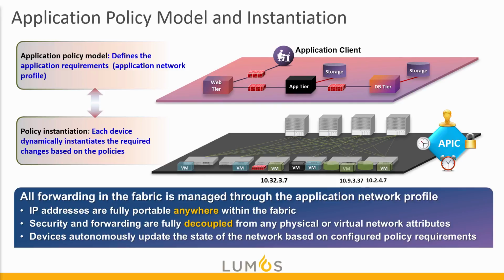So the idea is that all forwarding in the fabric is managed through this application network profile, or ANP, and that IP addresses are fully portable anywhere within the fabric. Security and forwarding are fully decoupled from any physical or virtual network attributes, and devices autonomously update the state of the network based on the configuration policy requirements.